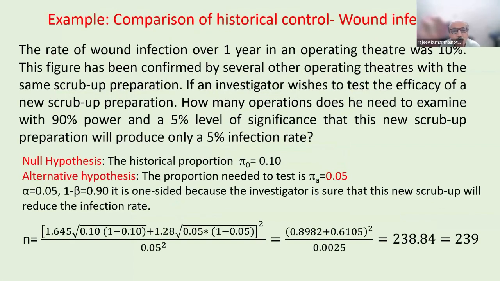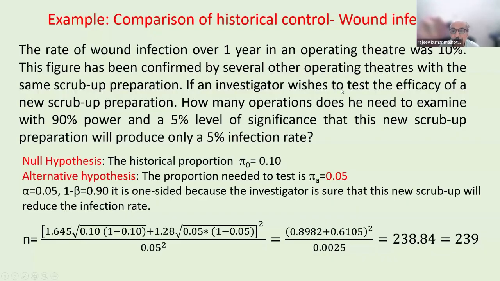Suppose the rate of wound infection over 1 year in the open theater was 10%. So this 10% is our historical population figure, from the percentage over the 1 year in the hospital record. And I want to confirm whether this figure is confirmed by several other operating theaters with the same scrub-up preparation. So other things are the same, and it is also confirmed by some other theaters, the 10%.